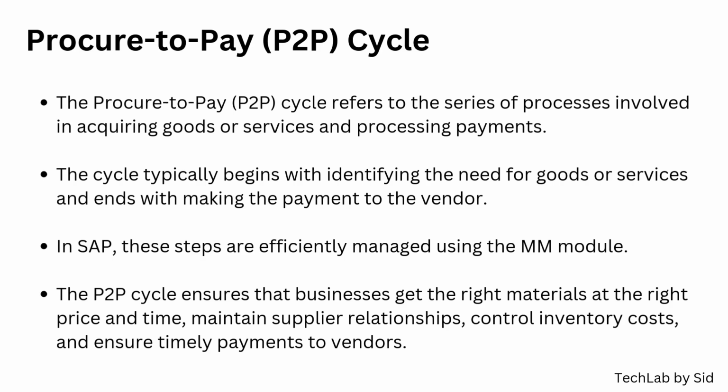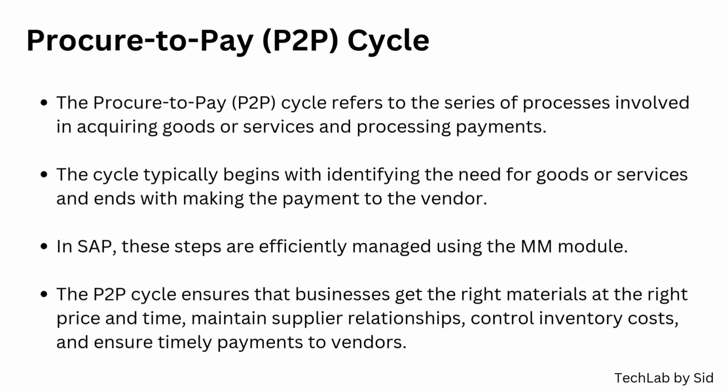Let's now dive into the Procure-to-Pay, or P2P, cycle, an essential process in procurement and financial management. The P2P cycle refers to the series of steps involved in acquiring goods or services and processing payments to suppliers. This cycle ensures that businesses get the materials or services they need, pay suppliers on time, and maintain control over costs. So, where does the P2P cycle begin and end?